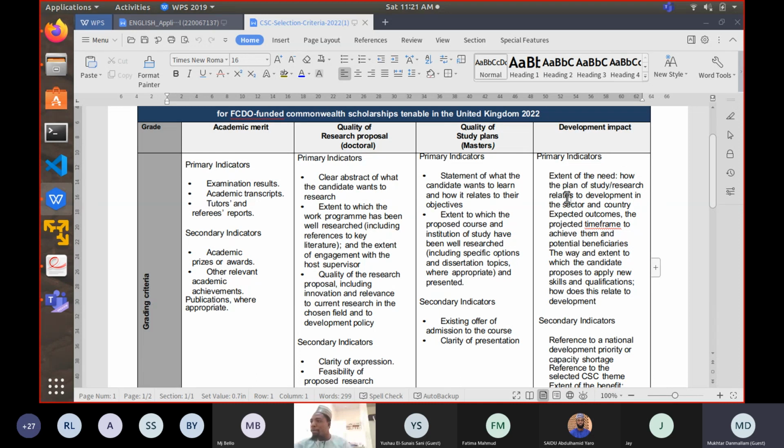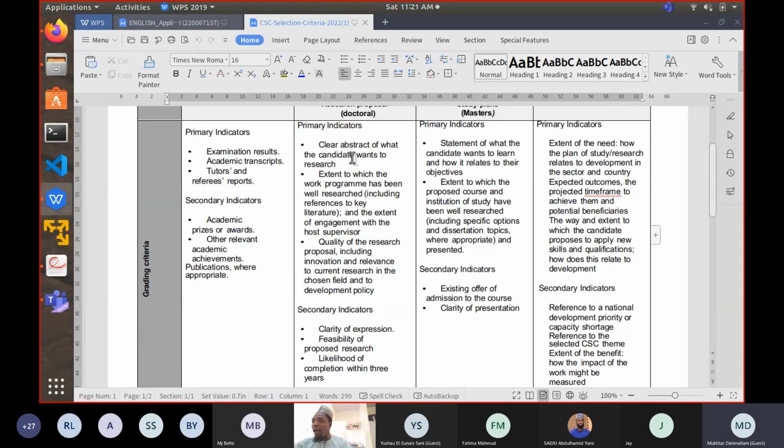And then for the PhD, what they look at is the abstract. An abstract is usually a brief, one paragraph introduction of your research and what is expected to be the outcome of the research. So how clear is the research, how well someone understands his research, how much literature one has reviewed to have a very good understanding of the research that he is proposing in his PhD.